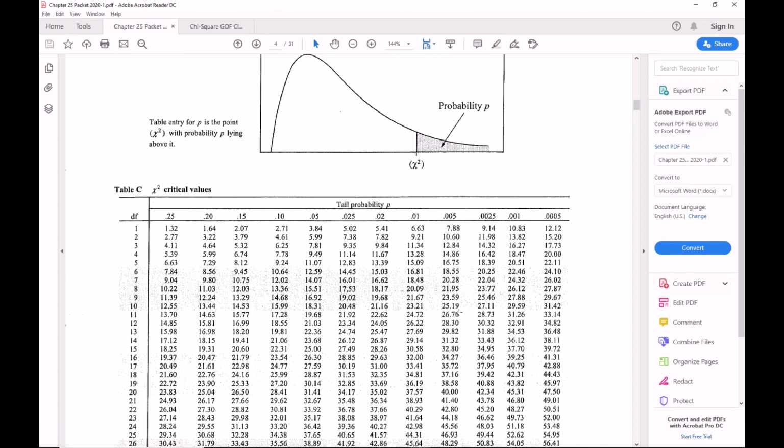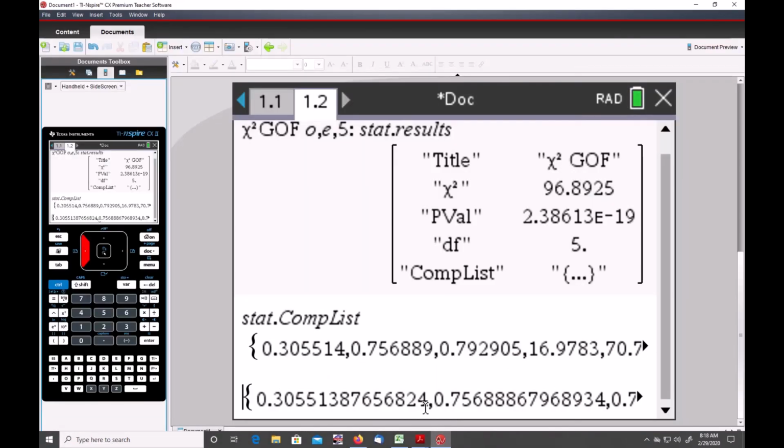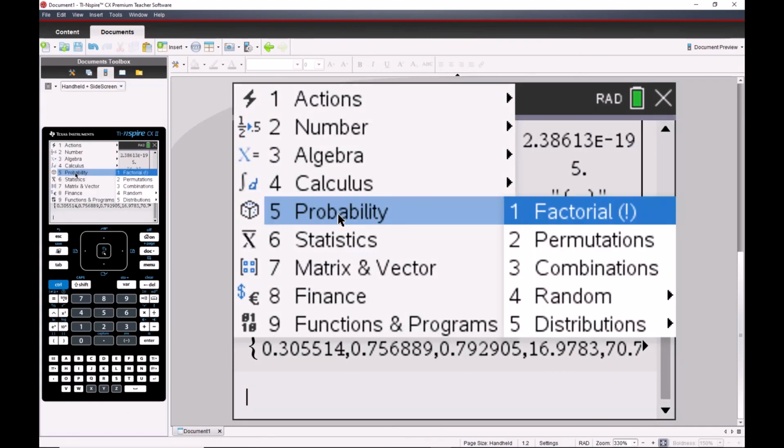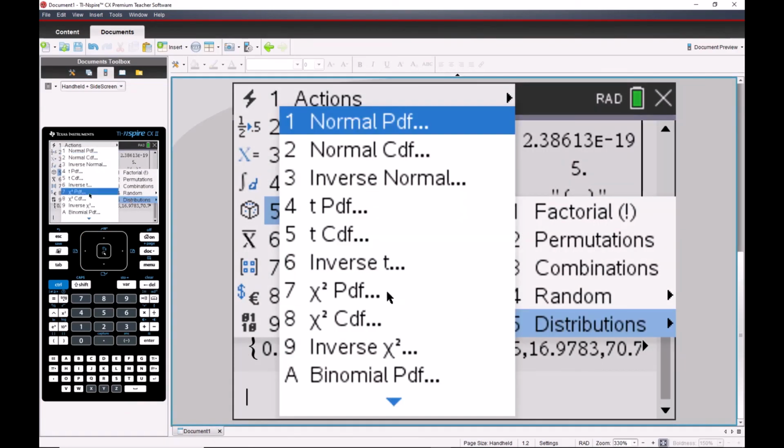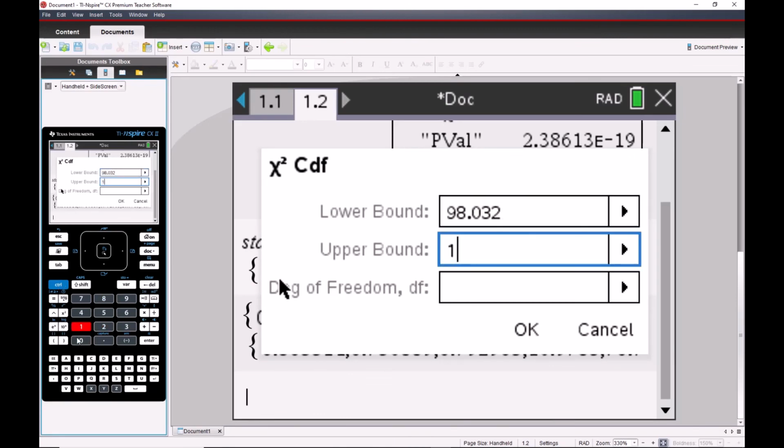But really, a chi-square CDF will be way more accurate. From your chi-square number to infinity with your degrees of freedom ought to be perfect. And you even have an inverse chi-square stuffed away in your calculator. In fact, just for grins, let's go ahead and do one. All right, probability distributions, chi-square CDF. All right, the lower bound, let's go with 98.032. And the upper bound was 1,000. And we had 5 degrees of freedom.